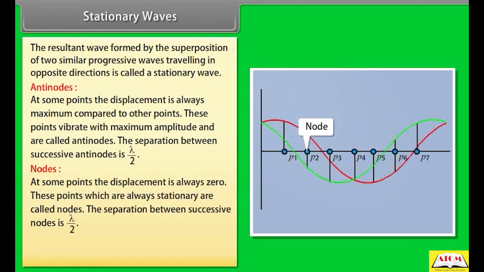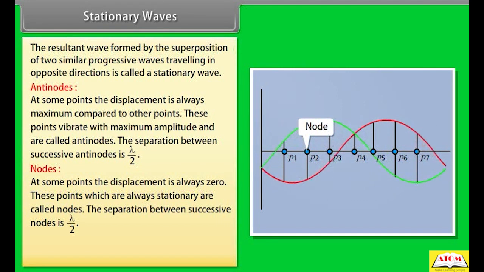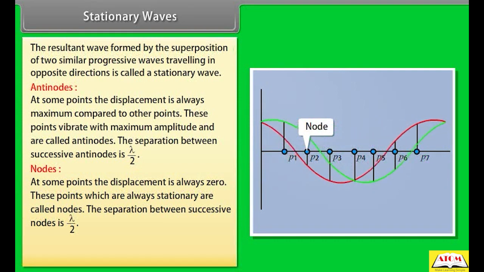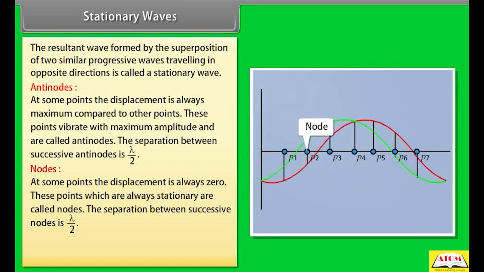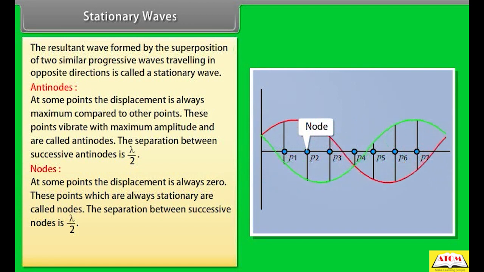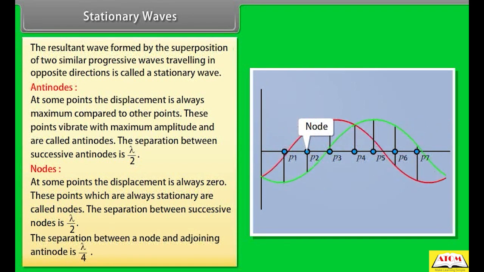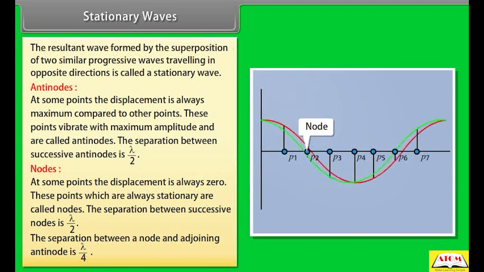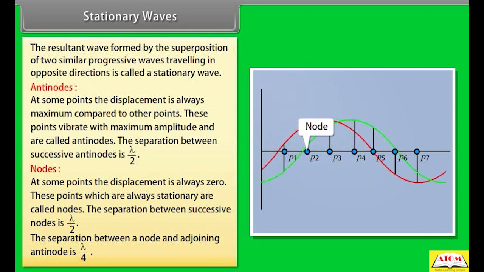Nodes. At some points, the displacement is always zero. These points, which are always stationary, are called nodes. The separation between successive nodes is lambda by 2. It is observed that the separation between a node and adjoining antinode is lambda by 4.